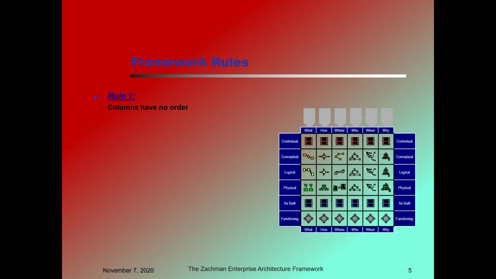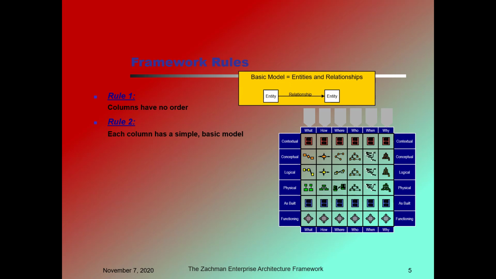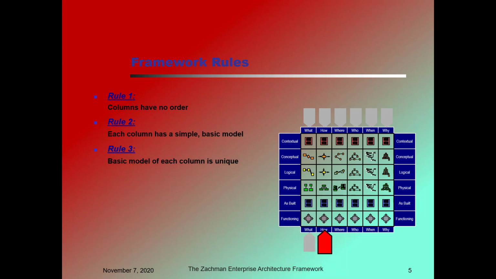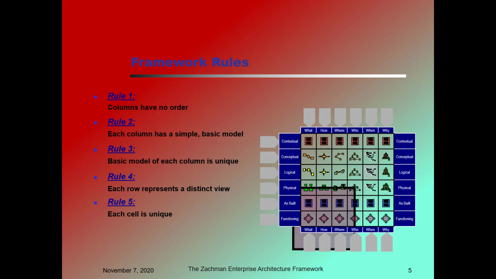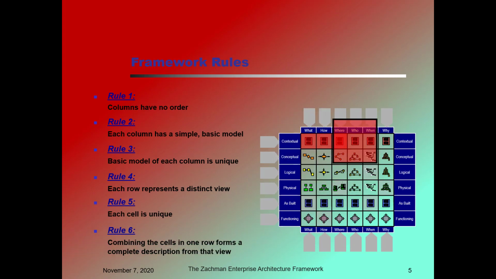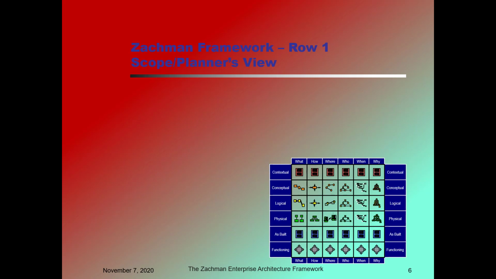Rule 1. The columns have no order. Order implies priorities and creates a bias towards one aspect at the expense of others. Rule 2. Each column has a simple and basic model. Rule 3. The basic model of each column must be unique. Rule 4. Each row represents a distinct view. Rule 5. Each cell is unique. And finally, Rule 6. Combining the cells in one row forms a complete description of the framework.